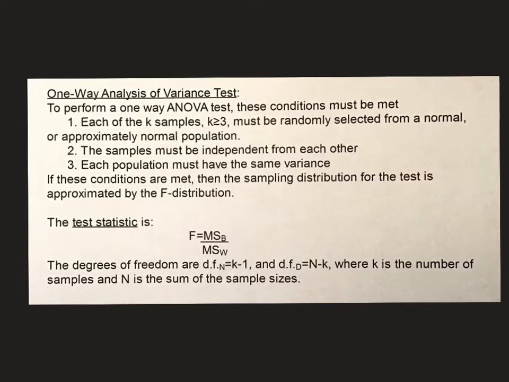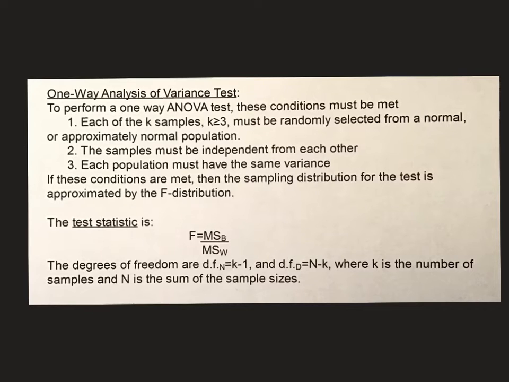So we're still using those F tables. Your test statistic is F equals MS sub B over MS sub W, which we'll get to shortly. Your degrees of freedom are k minus 1 for your numerator degrees of freedom and N minus k for your denominator degrees of freedom, where k is the number of samples and N is the sum of your sample sizes.